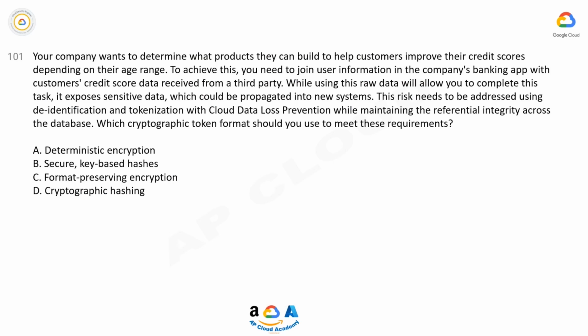101. Your company wants to determine what products they can build to help customers improve their credit scores depending on their age range. To achieve this, you need to join user information in the company's banking app with customers' credit score data received from a third party. While using this raw data will allow you to complete this task, it exposes sensitive data, which could be propagated into new systems. This risk needs to be addressed using de-identification and tokenization with Cloud Data Loss Prevention while maintaining the referential integrity across the database.